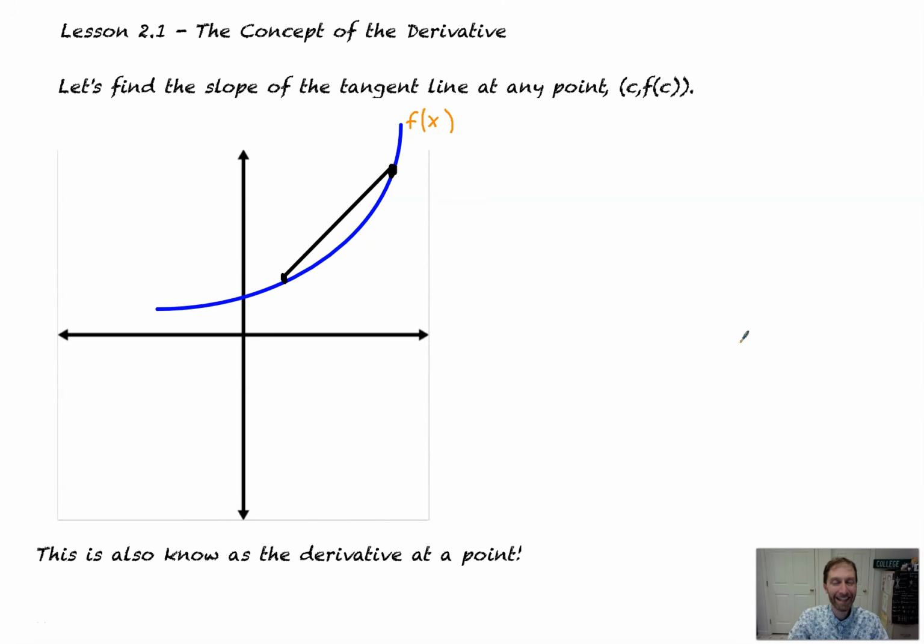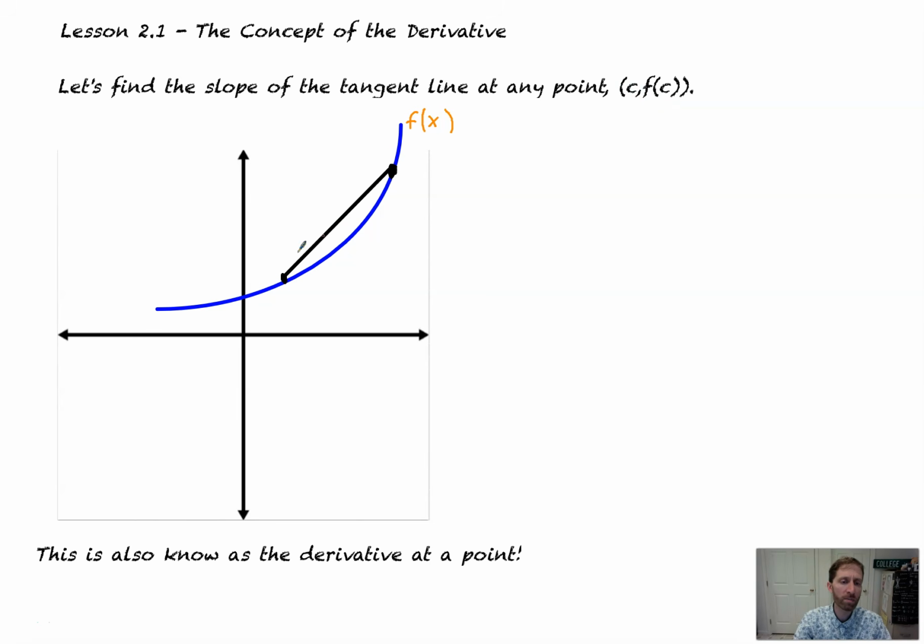Oh yeah, this is going to be huge. We're going to go over the concept of the derivative in this video. We're going to start out with a classic understanding of how to find the slope of the tangent line at any point, c comma f of c. What does that mean? Well, let's check that out right now.